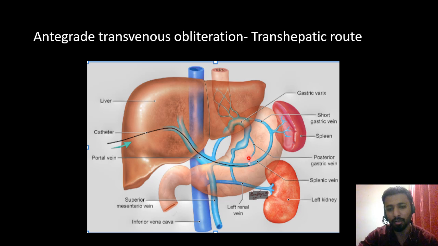What the balloon does over here is prevent reflux. And next, with this we target the varices specifically and accurately, and in a single session we can inject glue or STS into the varices and completely embolize them. This is antegrade transvenous obliteration, and we do this by the transhepatic route, that is, through the liver. There are various other options too.